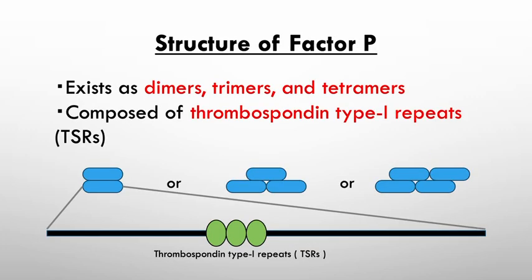Now, moving on to the structure of factor P. Properdin exists as dimers, trimers, and tetramers, and each molecule is composed of repeated domains called thrombospondin type 1 repeats, or TSRs. These TSR units allow factor P to bind to complement components and stabilize the convertase complexes.